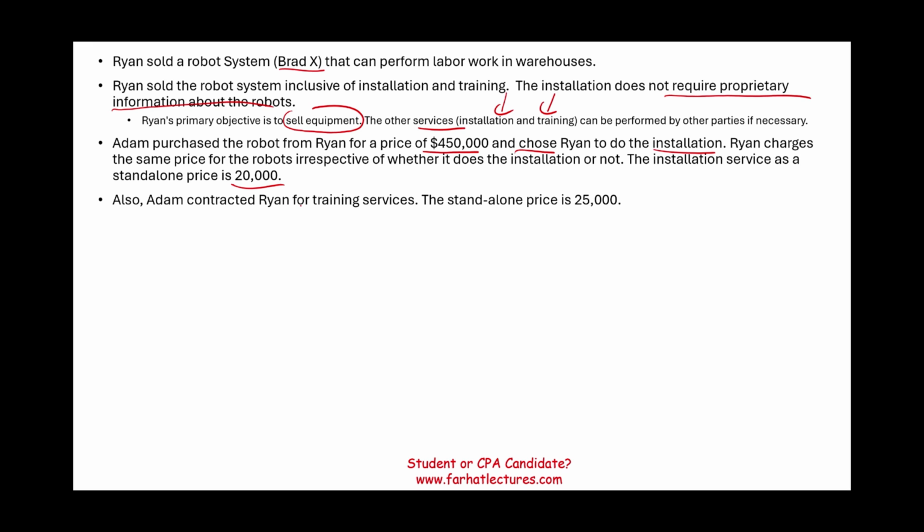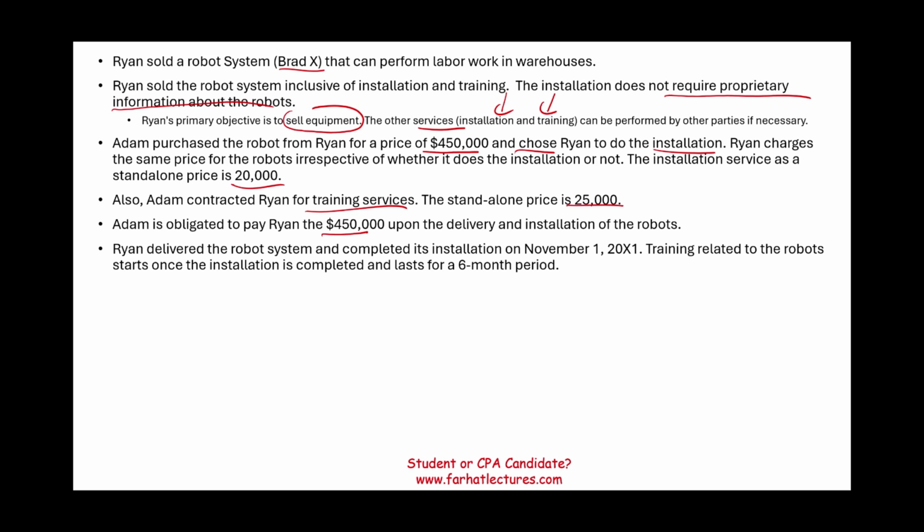Also, Adam contracted Ryan for training services. The standalone price is $25,000. Now, Adam is obligated to pay Ryan $450 upon the delivery and installation of the robots. Ryan delivered the robot and completed the installation on November 1st, X1. Training related to the robots starts once installation is completed and lasts for a 6-month period.